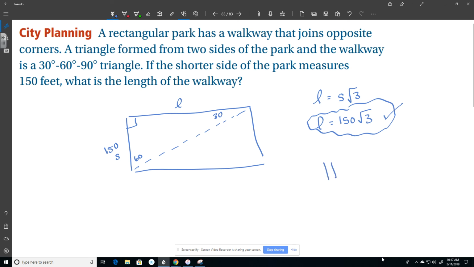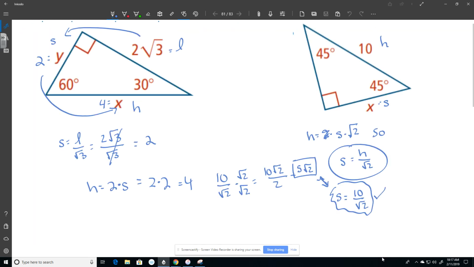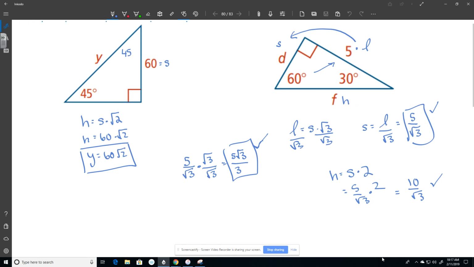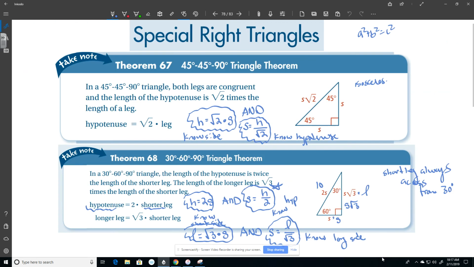All right, so homework number, I believe this one is homework number 26. Oh, now I got to go back a little bit. You're just using these formulas, these special triangles, to solve for missing sides. So remember to figure out which kind of triangle you're using and then decide which formula. If you know the sides, use that formula. If you know the hypotenuse, use the other formula that I gave you.